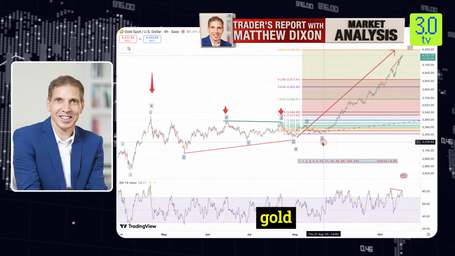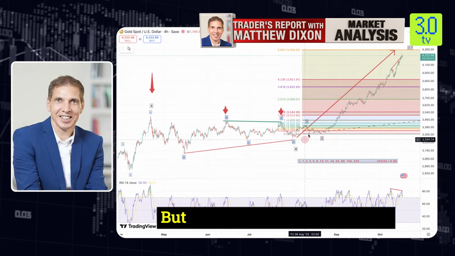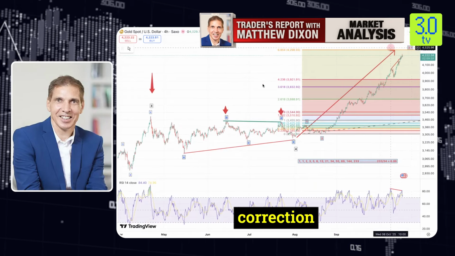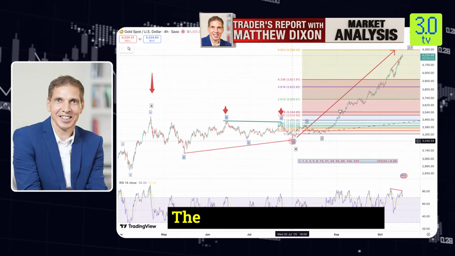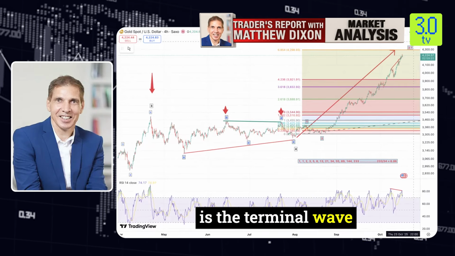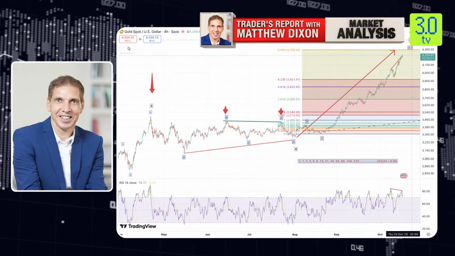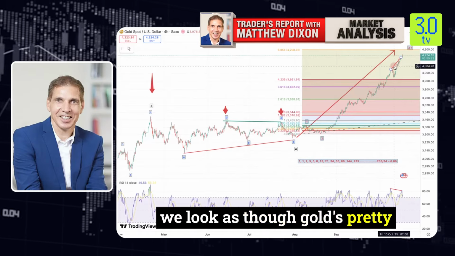I mean, as we say, in gold, the fifth wave is often the extended wave. But once this wave is complete, then we should expect a substantial correction because, as we've already said, the triangle is a pre-terminal wave. The thrust from the triangle is the terminal wave, meaning the final wave in this particular cycle. We should then get quite a serious pullback. But at the moment, it looks as though gold's pretty well unstoppable.